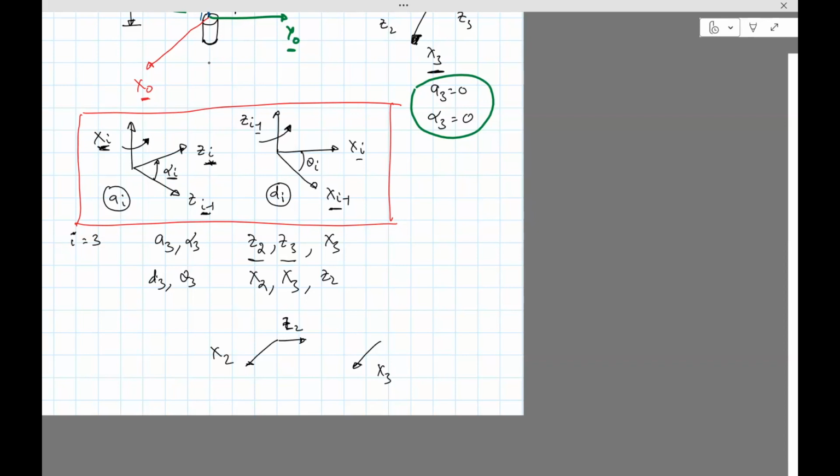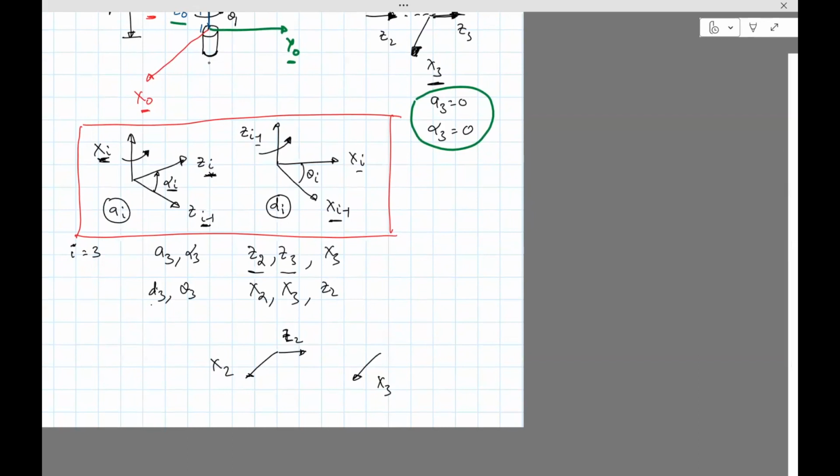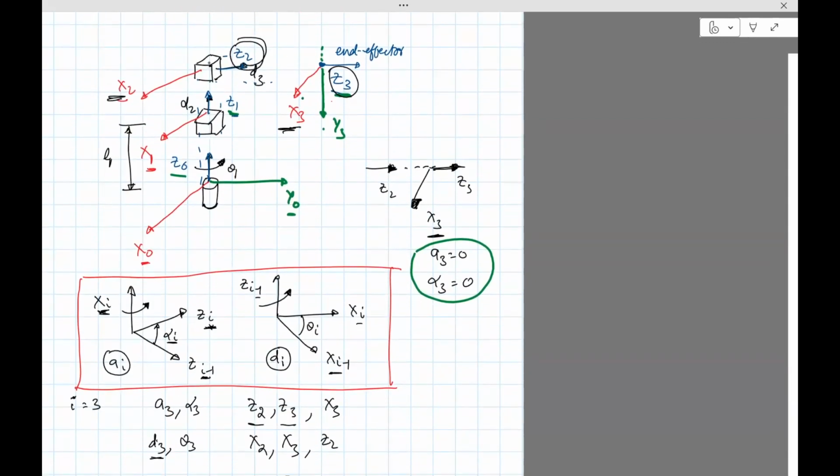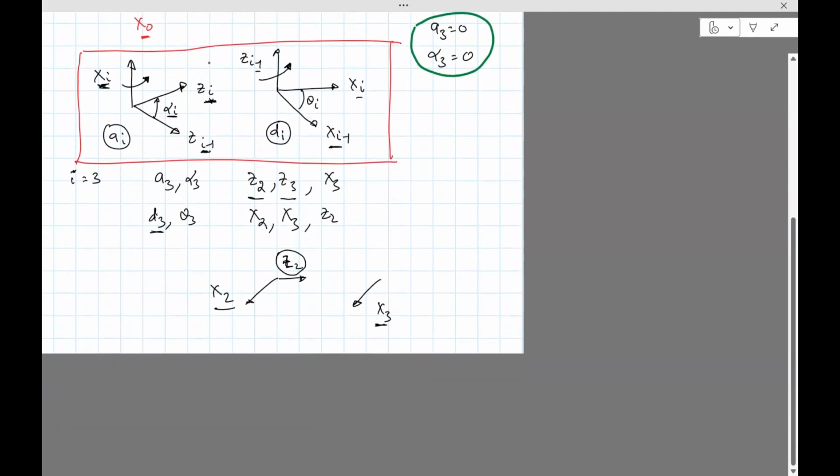Z2. Okay, so to compute D3, it's going to be the distance between X2 and X3 along Z2. You can see that this distance from here to this point is parameterized by D3. That's the degree of freedom. As the joint moves, that distance will change. So this distance is D3, and theta 3 is the angle between X2 and X3 along Z2.